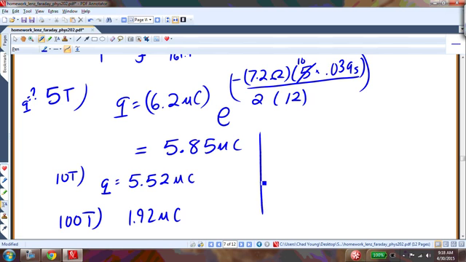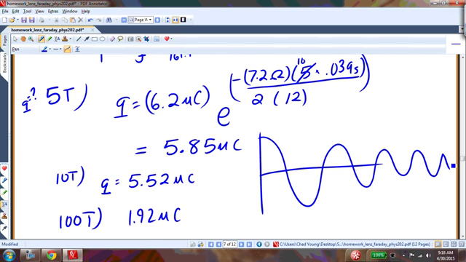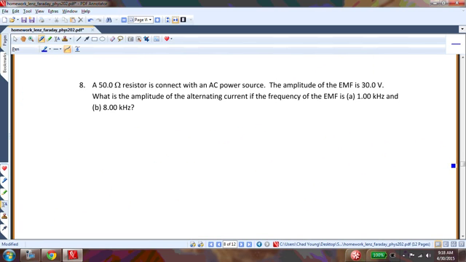So remember this charge, I'll very likely ask you to plot this, by the way, just to sketch it out. This charge gradually gets smaller and smaller. It follows that exponential curve, and it oscillates back and forth, but the maximum gets smaller and smaller because of that exponential function within the charge expression. All right, so that's number 7.